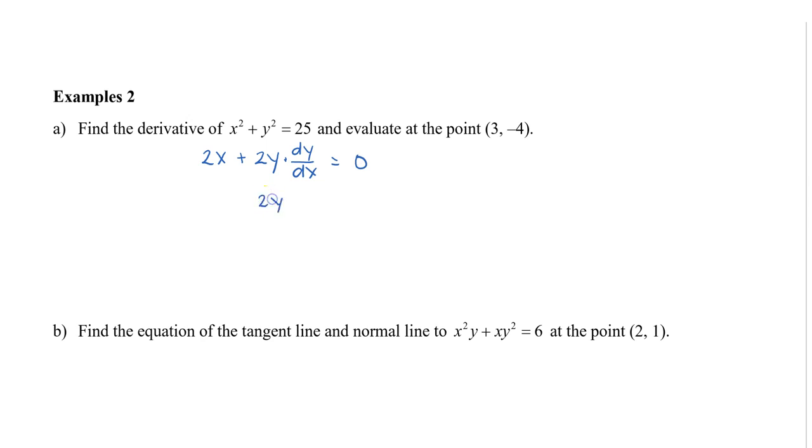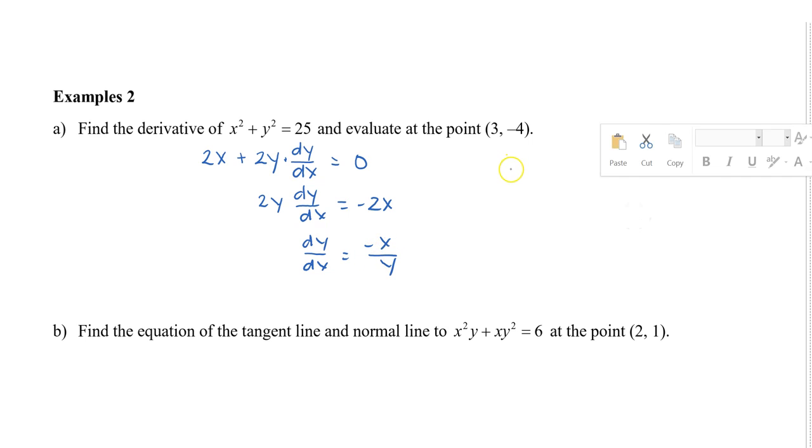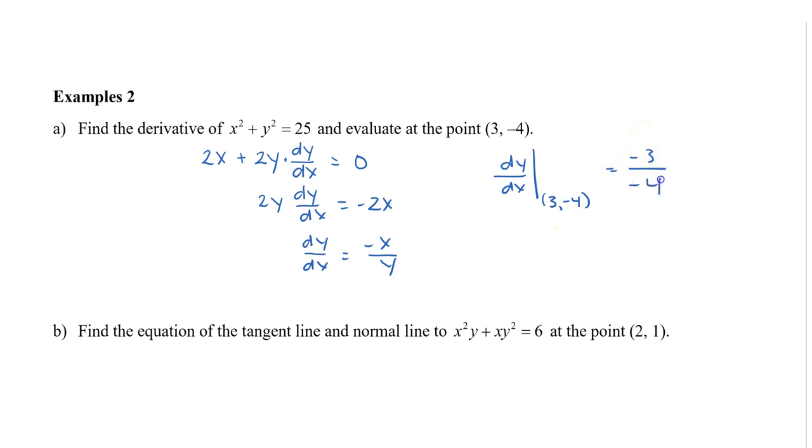Now it's sometimes nice to isolate the dy/dx. So I'm going to go and do this. So dy/dx is equal to negative x over y. And then when I want to solve this, I usually write this dy/dx and then 3, negative 4 on the bottom. And when I plug in my point, I get negative 3 over negative 4, which means that this is going to be 3/4.